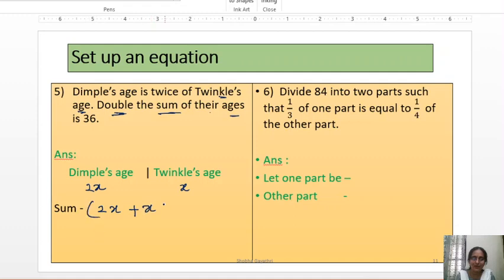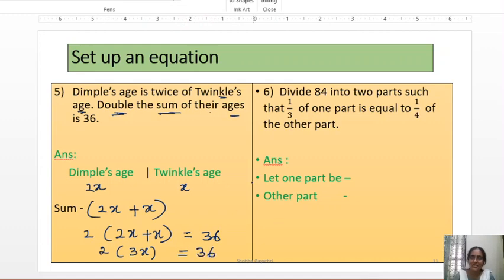So you have to write double. The condition is double of this sum. That means 2 into (2x plus x) equals 36. You got the equation. They are like terms, so you can add up and write 2 into 3x equals 36.